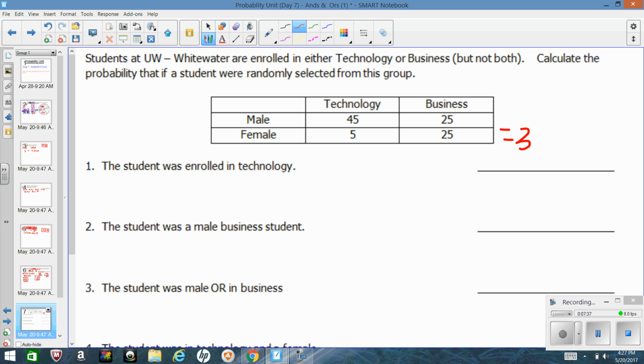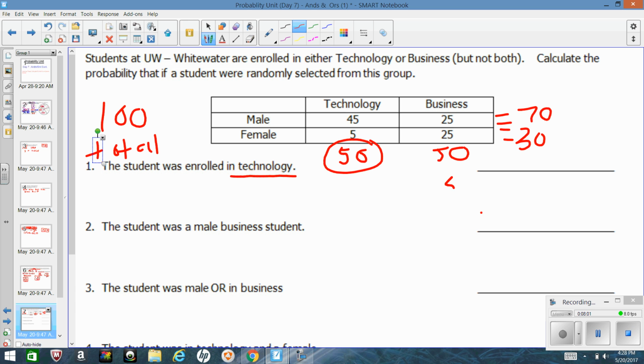So we know females would be 30. We know males would be 70. Technology would be 50. Business would be 50. We know if we add them all together, we're going to have 100 total. So it says we want to find the probability that a student is enrolled in technology. We know technology is 50 out of 100 total, which would be 1/2.